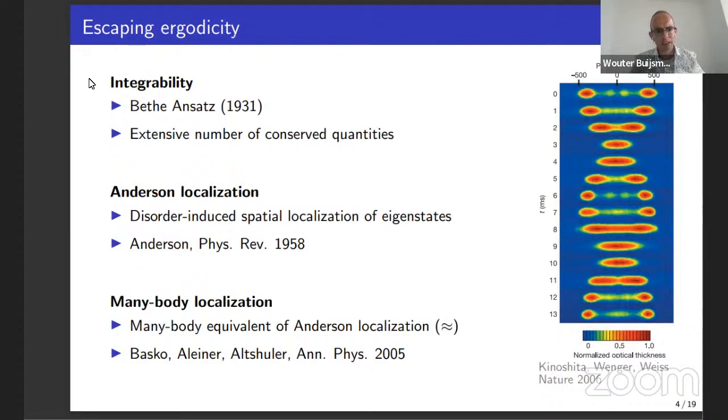Integrability was essentially introduced by Hans Bethe in 1931, and he found out that certain interacting quantum many-body systems have an extensive number of conserved quantities, which means that the Hilbert space decomposes into a number of symmetry sectors equal to the dimension of the Hilbert space. Which means that, in some natural basis, the Hamiltonian is diagonal. And of course, then eigenstates do not spread out over all Hilbert space. They are really localized. This, however, typically requires fine-tuning of the Hamiltonian.